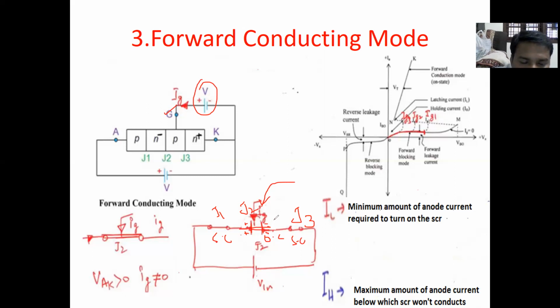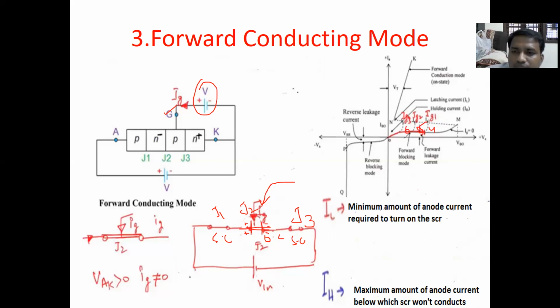J2 will get short circuited. So based upon the short, if the gate current is more, the time interval will be lesser. That is the reason you can observe Ig1, Ig2, Ig3. Suppose it is 4 amps, 3 amps, 4 amps. Here it is 6 amps. Here it is 5 amps.